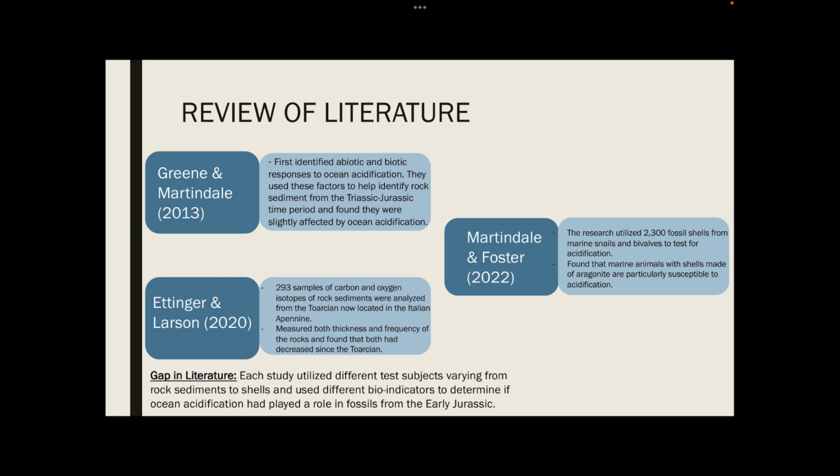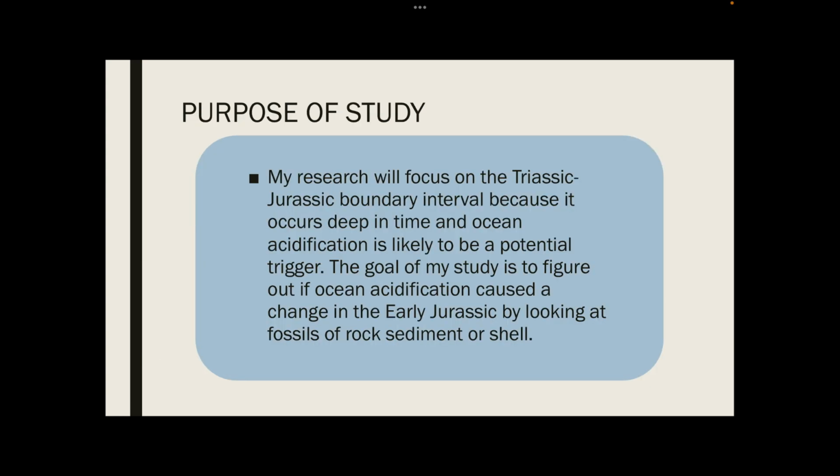The gap in literature is that each study utilized different test subjects, varying from rock sediments to shells, and used different bioindicators to determine if ocean acidification had played a role in fossils from the early Jurassic. The purpose of my study will be to focus on the Jurassic boundary interval because it occurs deep in time, and ocean acidification is likely to be a potential trigger. The goal of my study is to figure out if ocean acidification caused a change in the early Jurassic by looking at fossils of rock sediment or shell.